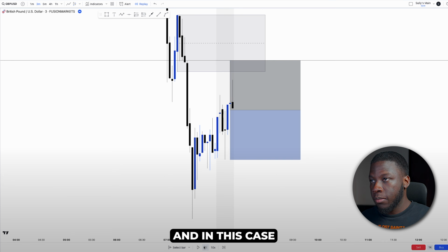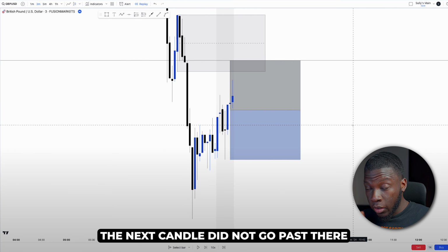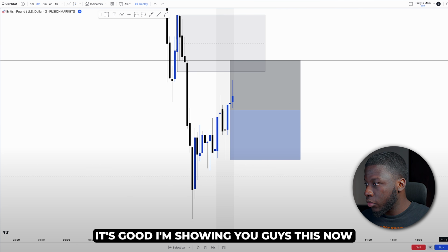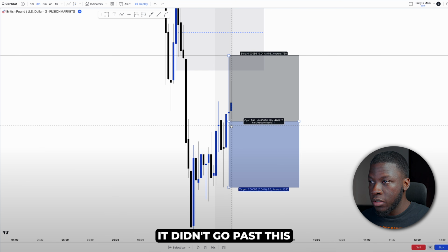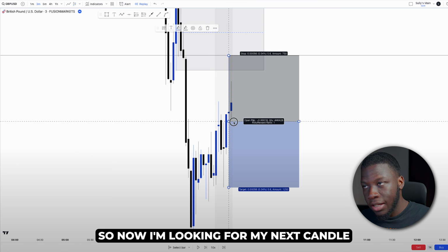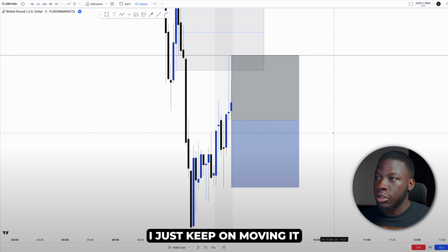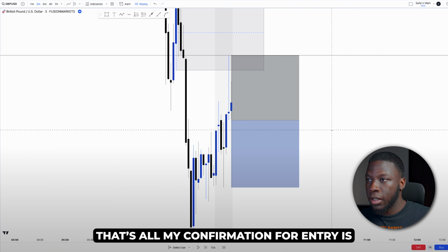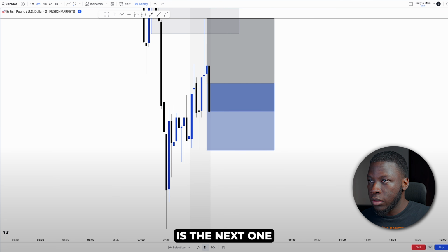And in this case, you can see, okay, the next candle did not go past it. That's very important. It's good I'm showing you guys this now. It didn't go past it. So now I'm looking for my next candle to go past it, right? I just keep on moving it until a candle goes past the previous candle. That's it. That's all my confirmation for entry is. So the next one does.